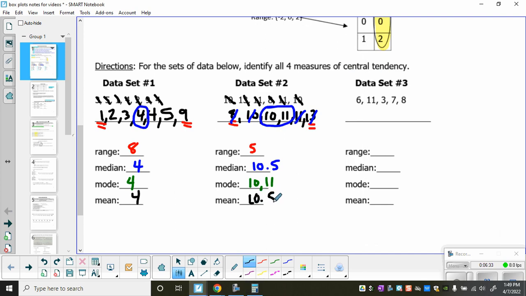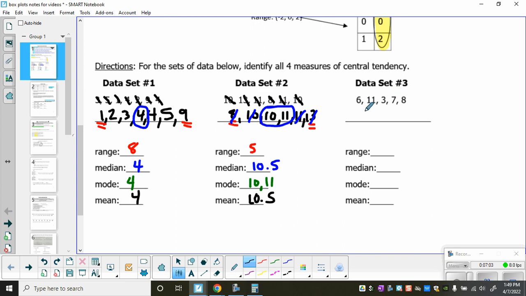And again, you can see here that this really lines up. It gives you a measure of central tendency, talking about how the numbers tend to behave. Thinking back to scatter plots, if there was a positive correlation or a negative correlation, we're looking here at how data sets behave. So here we can see that this data set behaves around the 10, 11 area, okay? And now last but not least, we have 6, 11, 3, 7, and 8.